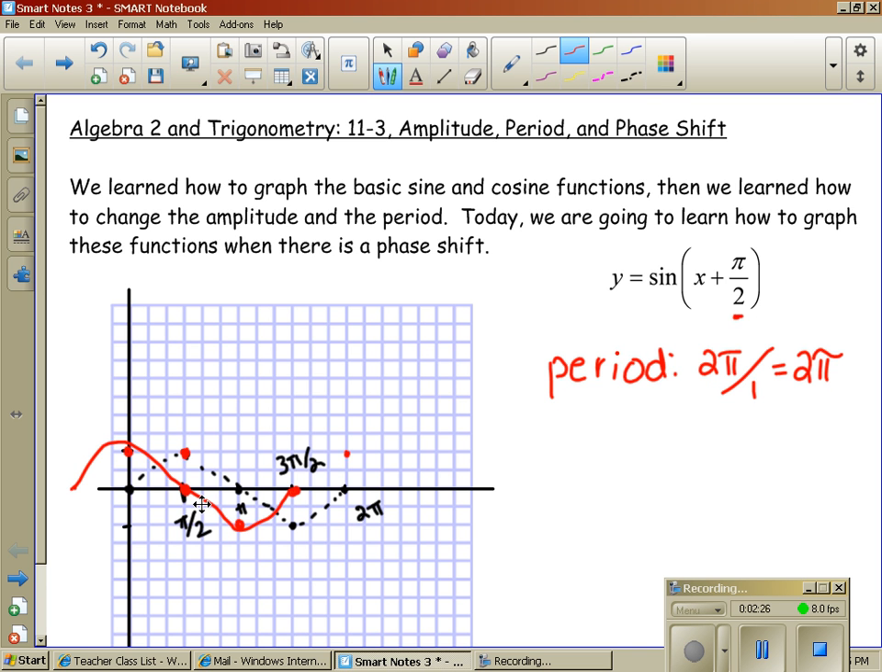So phase shift is just taking it and shifting it to the left or right. This positive means to the left. If it were negative, it would mean to the right. Period, same thing, 2 pi divided by the number in front of the x. Okay, try another one.